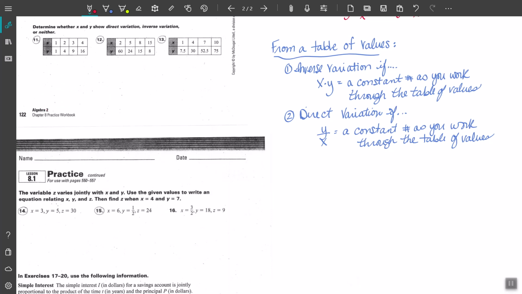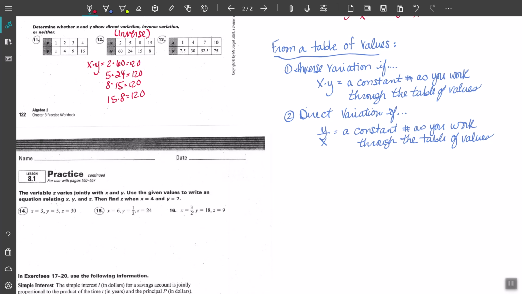I can do the same thing with number 12. X times y, we can see that pretty clearly. 5 times 24 gives me 120. 8 times 15 is 120, and 15 times 8, 120. So here I'm getting 120 repeatedly, that's my constant. Since I multiplied them together to achieve that constant, this particular set of values is going to give me inverse variation.